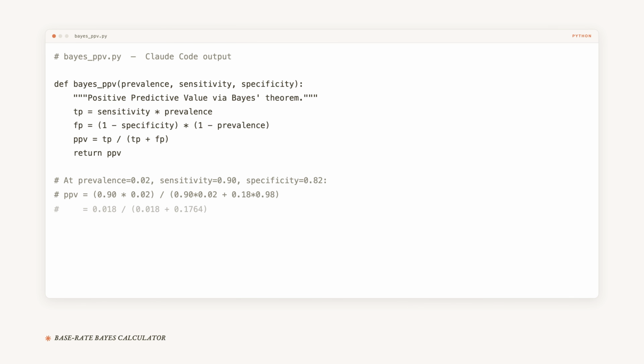PPV equals sensitivity times prevalence, divided by sensitivity times prevalence plus (1 minus specificity) times (1 minus prevalence). The denominator is where the base rate lies. When prevalence is 0.005, 0.5%, that denominator is dominated by the false positive rate, and sensitivity can't save you.